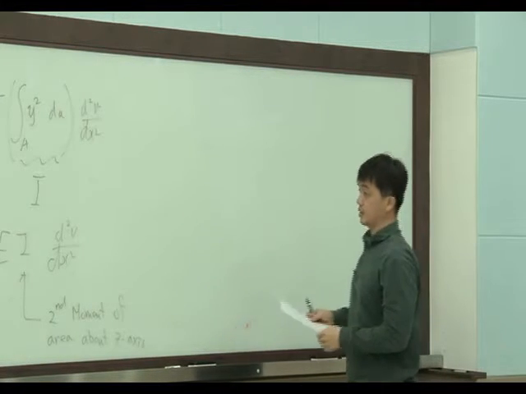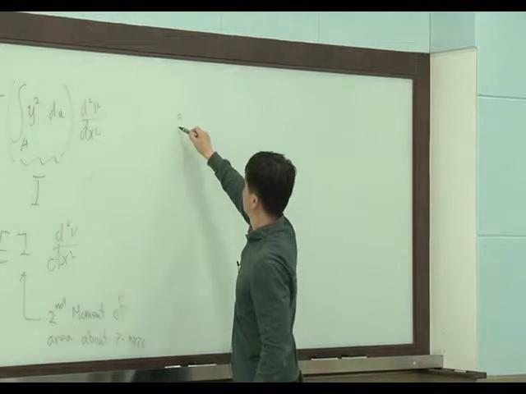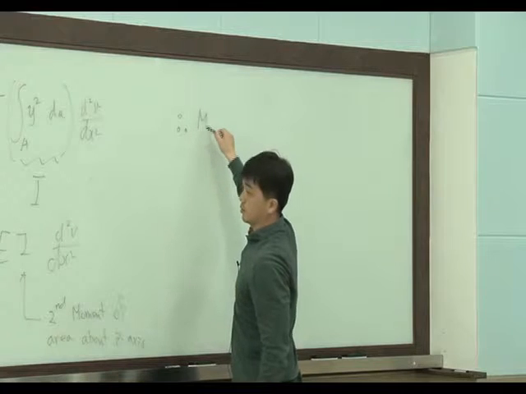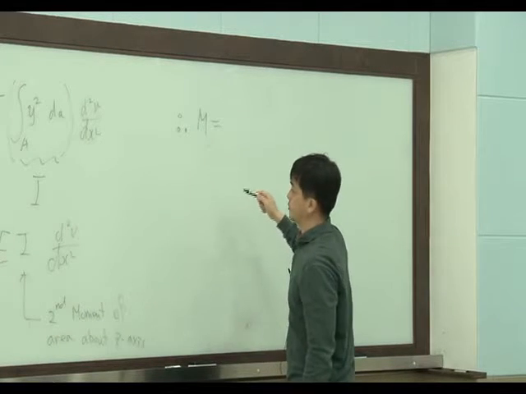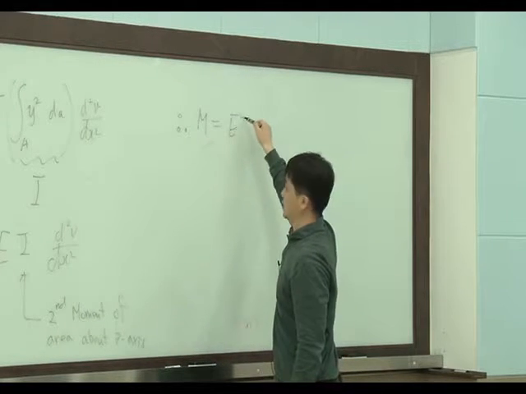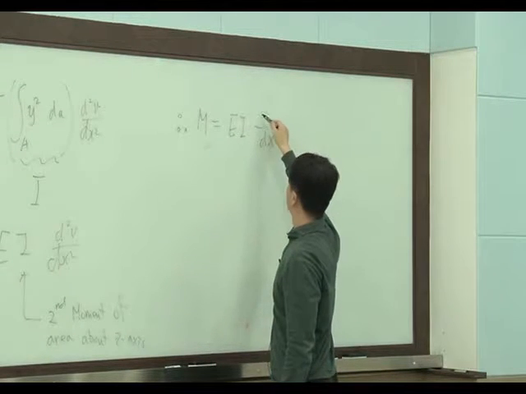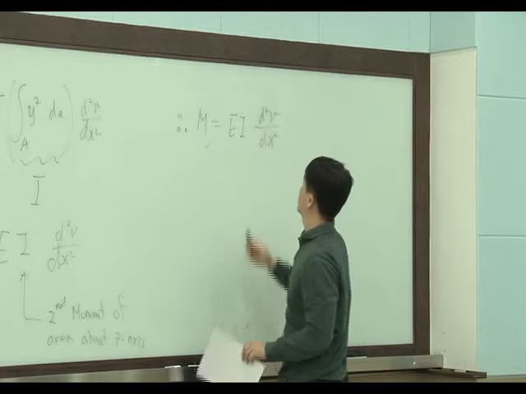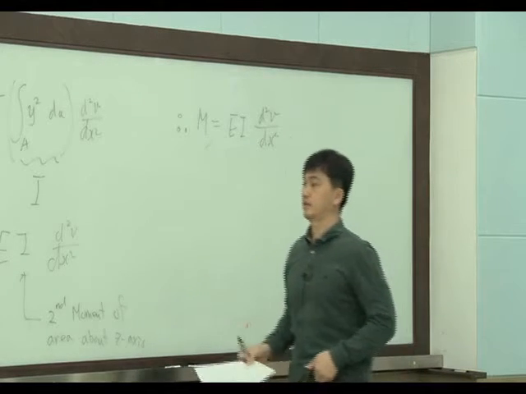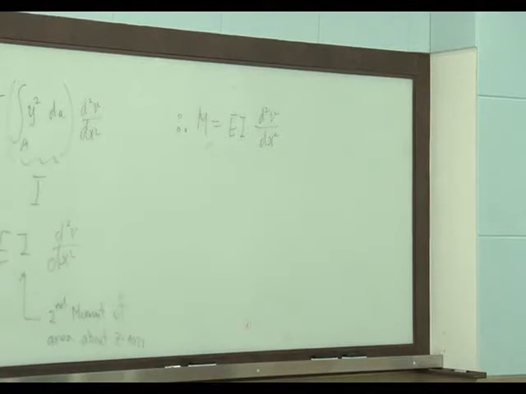So finally, M equals E I d2v/dx2, right? That's the final equation.